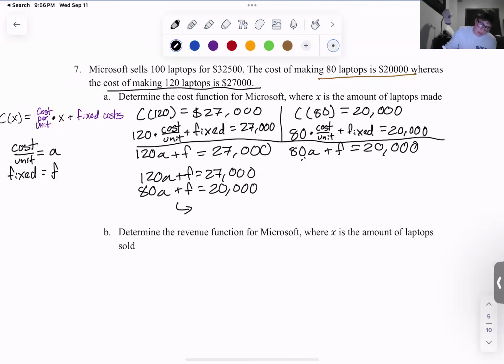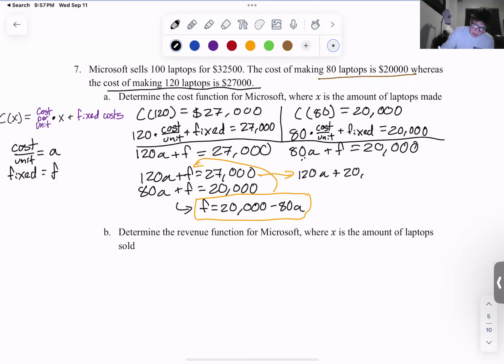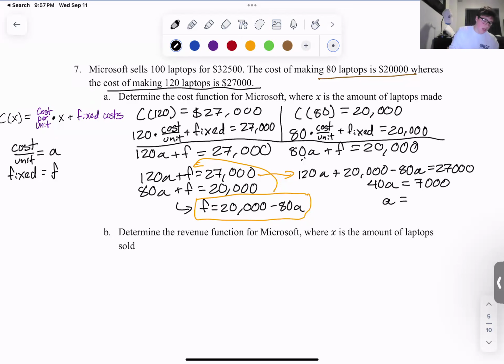So I'll just use this bottom formula. I'll say F equals 20,000 minus 80A. And now that I know that, I'll plug that in for F up here, and I'll get 120A plus 20,000 minus 80A equals 27,000. I combine like terms and I get 40A equals 27,000 minus 20,000, which is 7,000. And I divide and I get A equals 175.